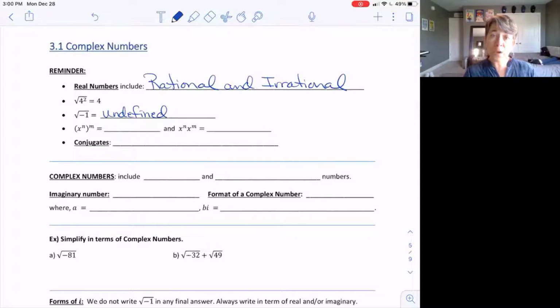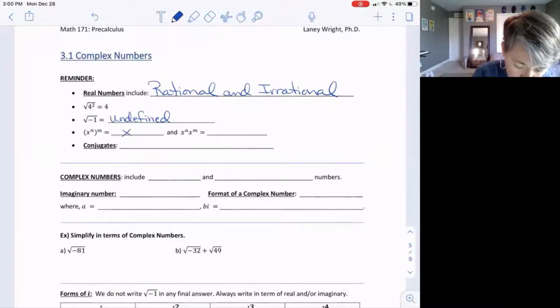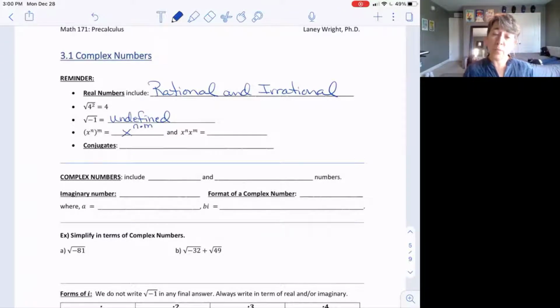Also, a couple of reminders about some exponent rules. If you have x to the n to the m, in other words, a power to a power, we multiply exponents. And if we multiply like bases, we add the exponents.